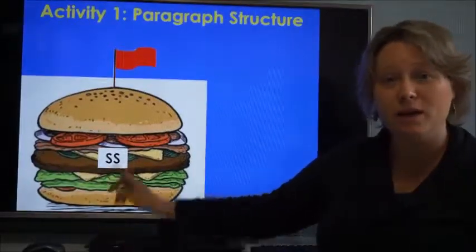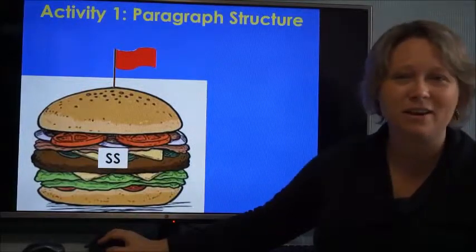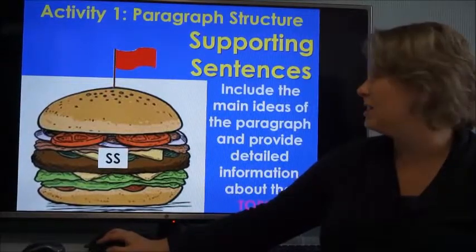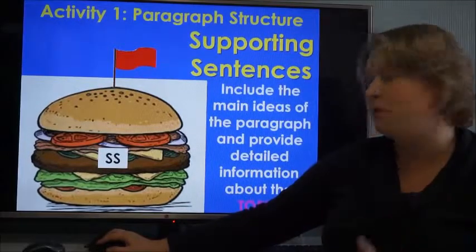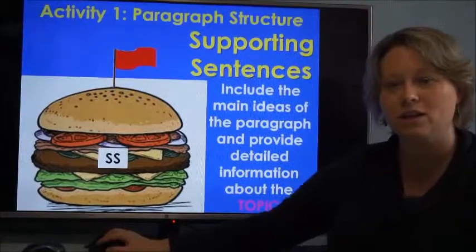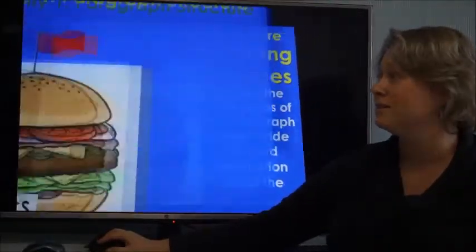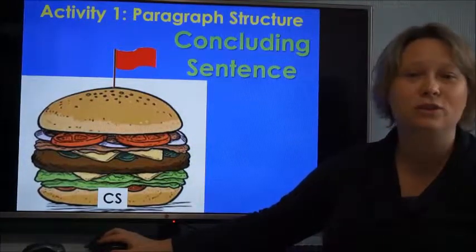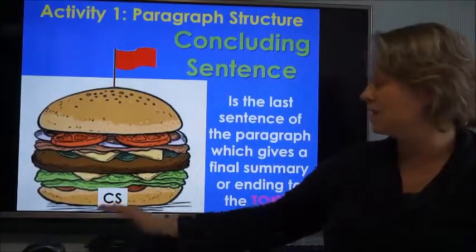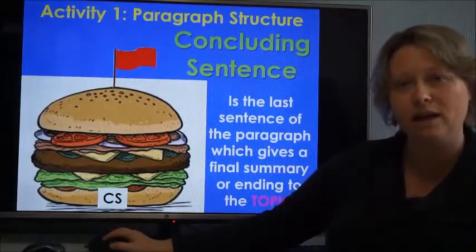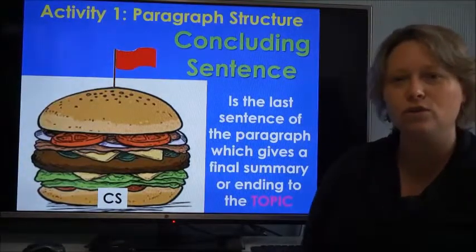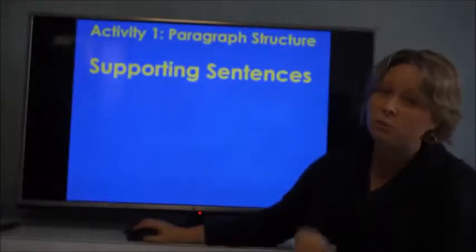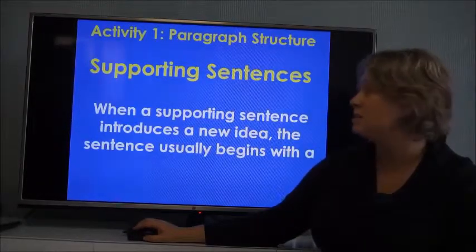Can anyone tell me SS? That's right, supporting sentences. These include the main ideas of the paragraph and often provide more detailed information about the topic. And finally, CS, what does it mean? Concluding sentence. You're right. It's the last sentence in the paragraph and it gives a final conclusion or ending to your topic.